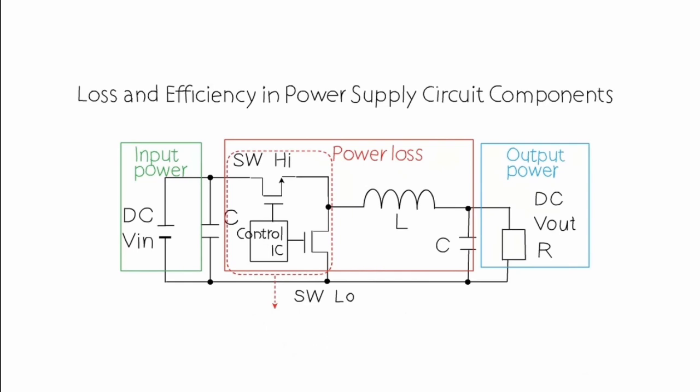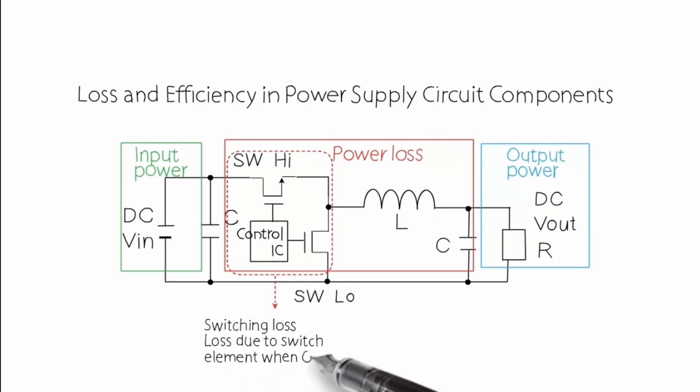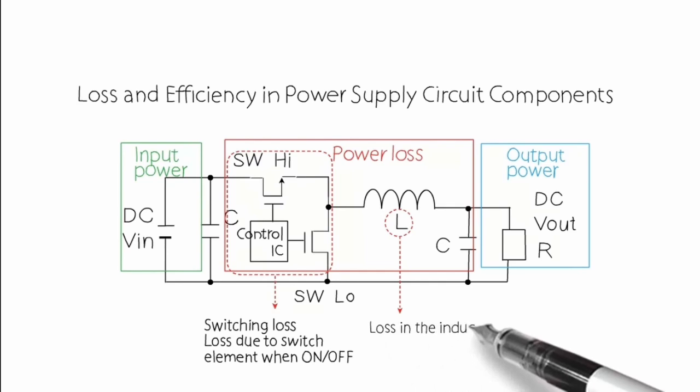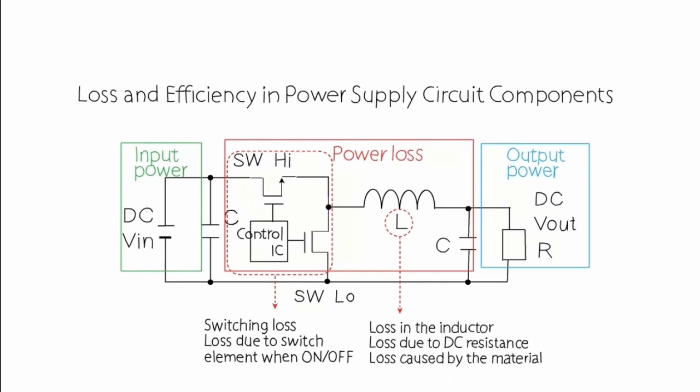Power circuit efficiency is expressed as the ratio of output power to input power. In order to achieve a high-efficiency power supply, it is important to make an optimal selection of components affecting power loss.